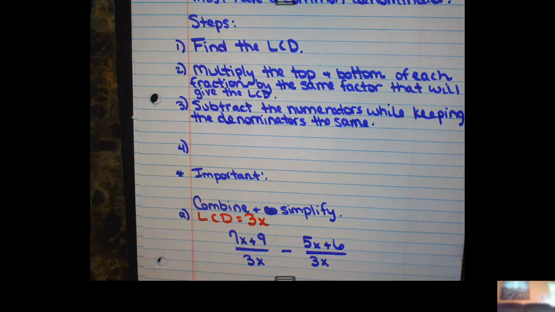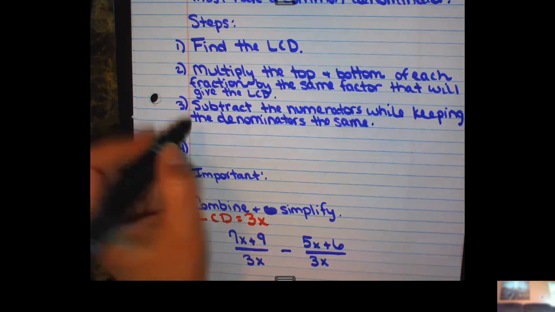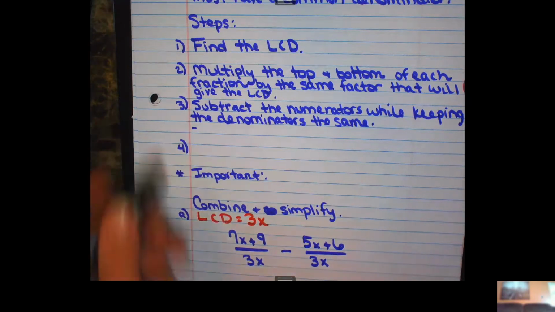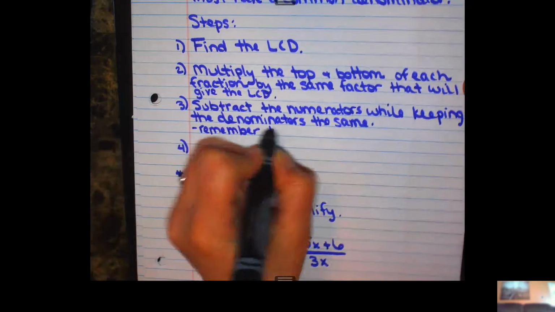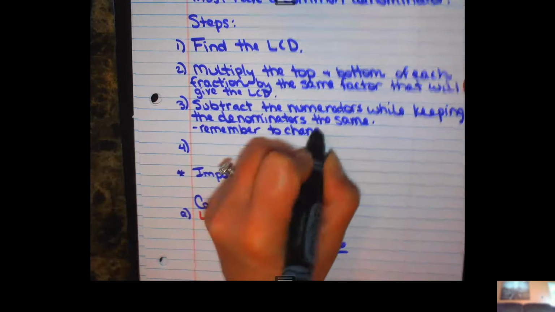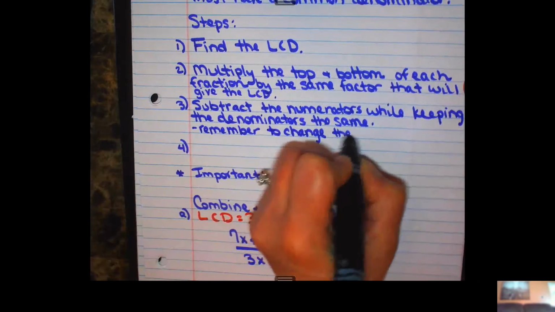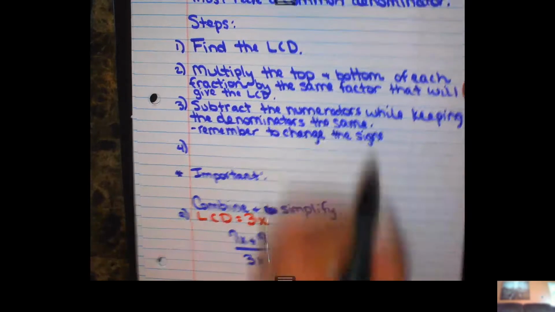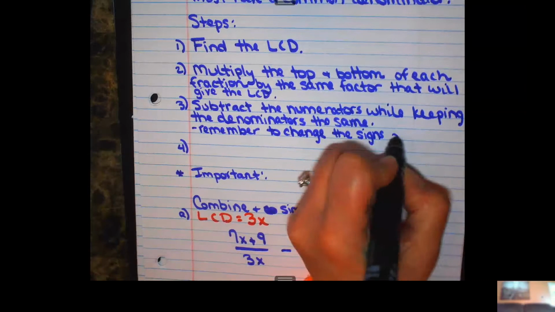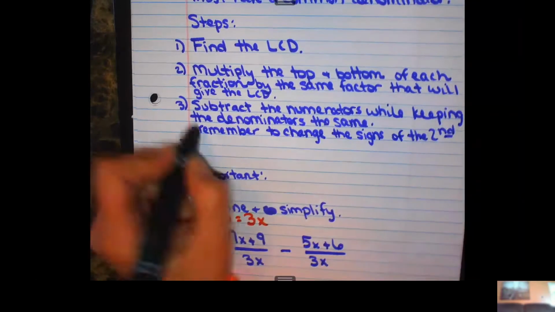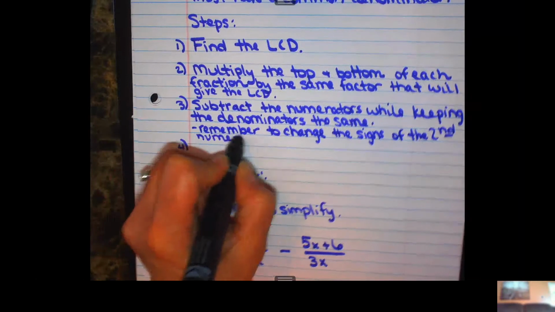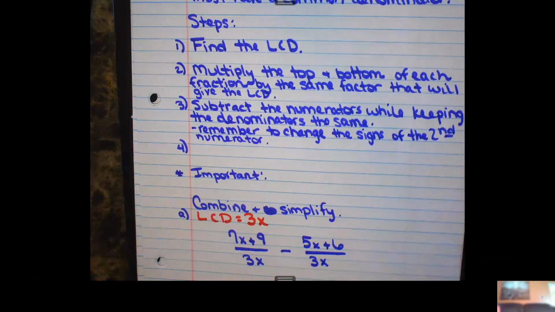Here's the important part though, and that's why I had you add an extra line. When we are subtracting, we're going to be changing the signs. So if you could put a little dash here, can you write, remember to change the signs of the second numerator. You can abbreviate all of this. I know it's a lot. We're just trying to get the steps out of the way.